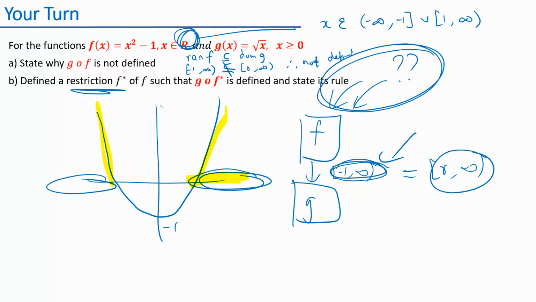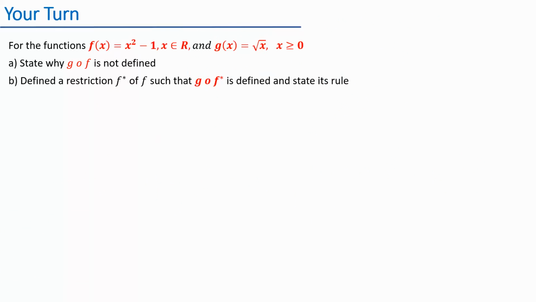All right, year 12s. Let's go through answers. Here we go. Number A. State why g of f is not defined. So you've got to think of what does g of f mean. This just means g, and substitute f of x in. If you want, draw the machine on the side.